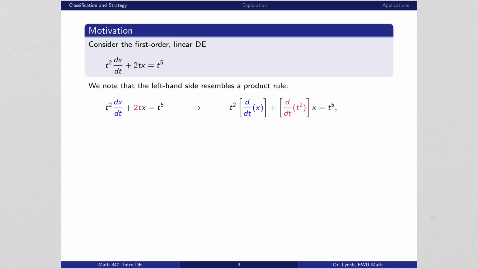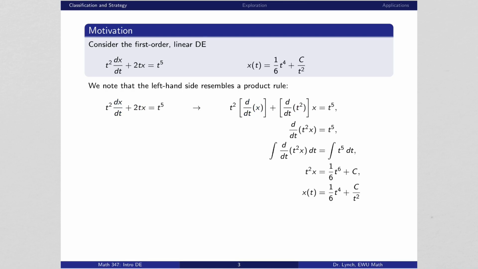That's to say that the left-hand side looks like the product rule. Okay, so t squared dx/dt plus 2tx is the same as writing the first times the derivative of the second plus the derivative of the first times the second, where here the first function is t squared and the second function is x. Okay, so we know all about the product rule. We know that the first times the derivative of the second plus the derivative of the first times the second is just the derivative of the product. So in this case, that's t squared x.